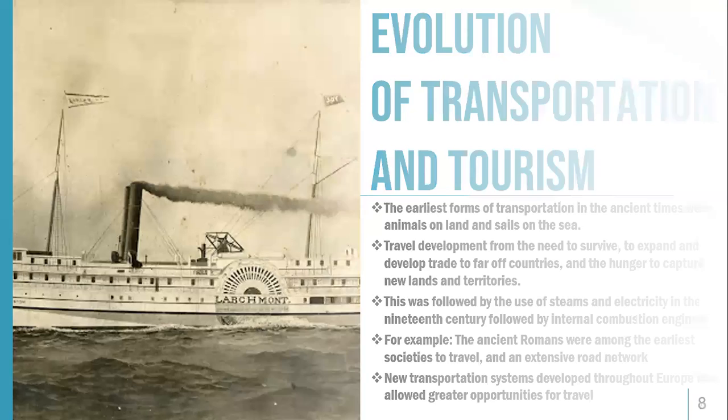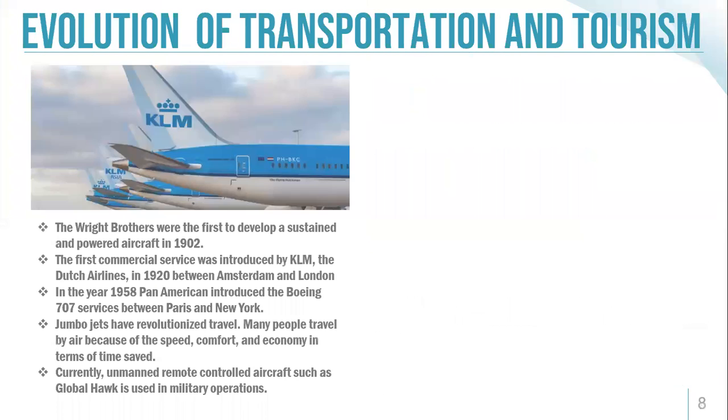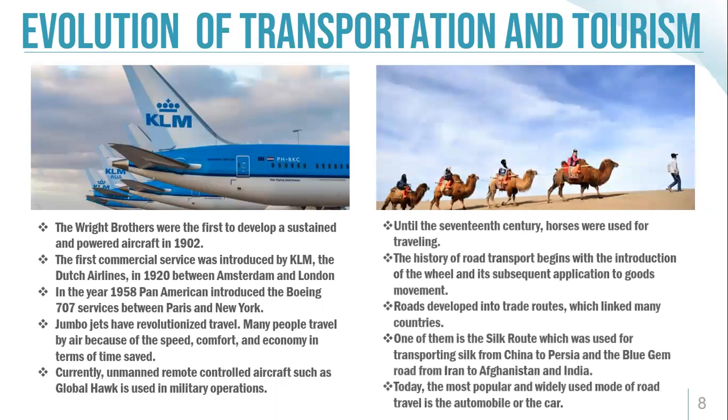Okay, so we will go one by one. From air to land, and from rail to water. Okay, so first and foremost is air transportation. Okay, so what is the evolution in air transportation?